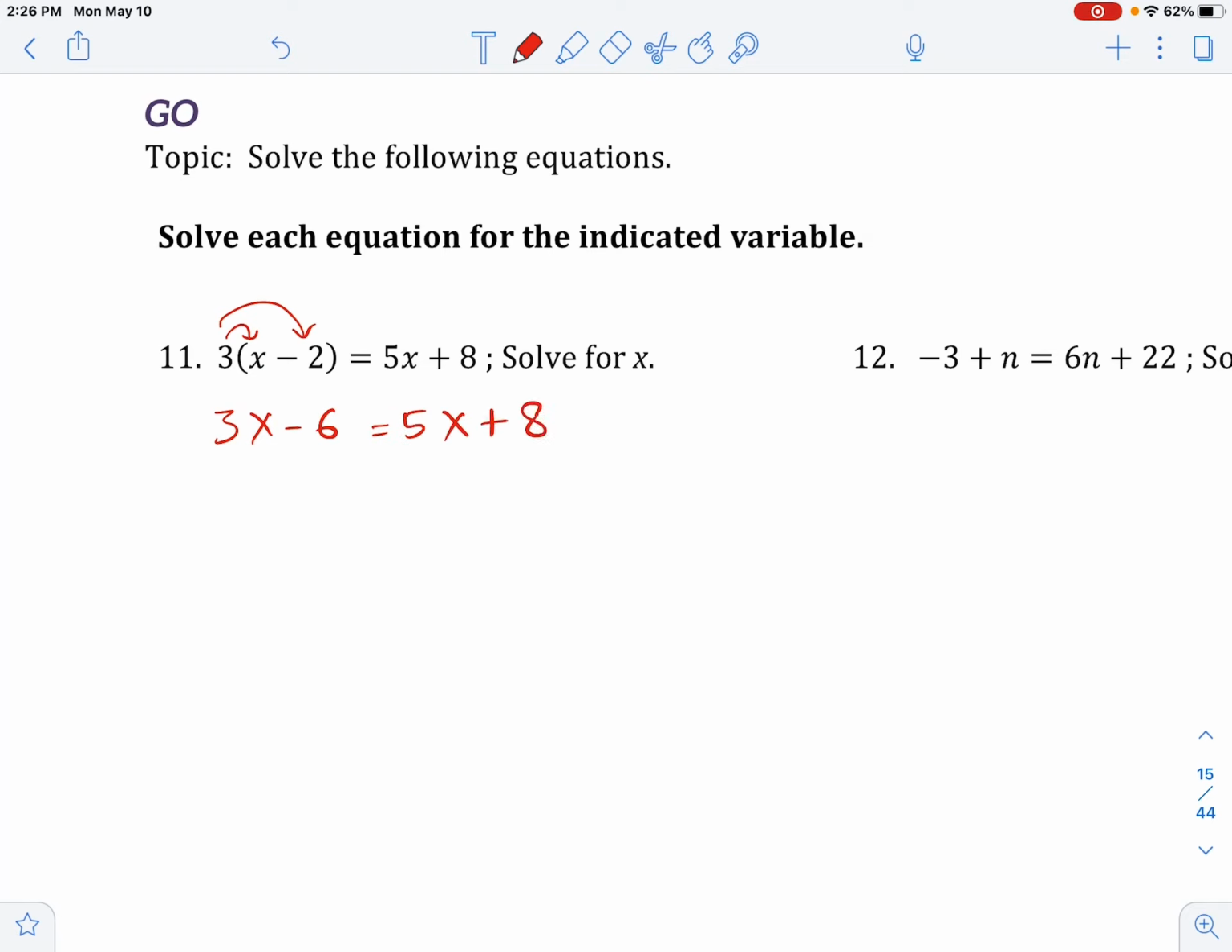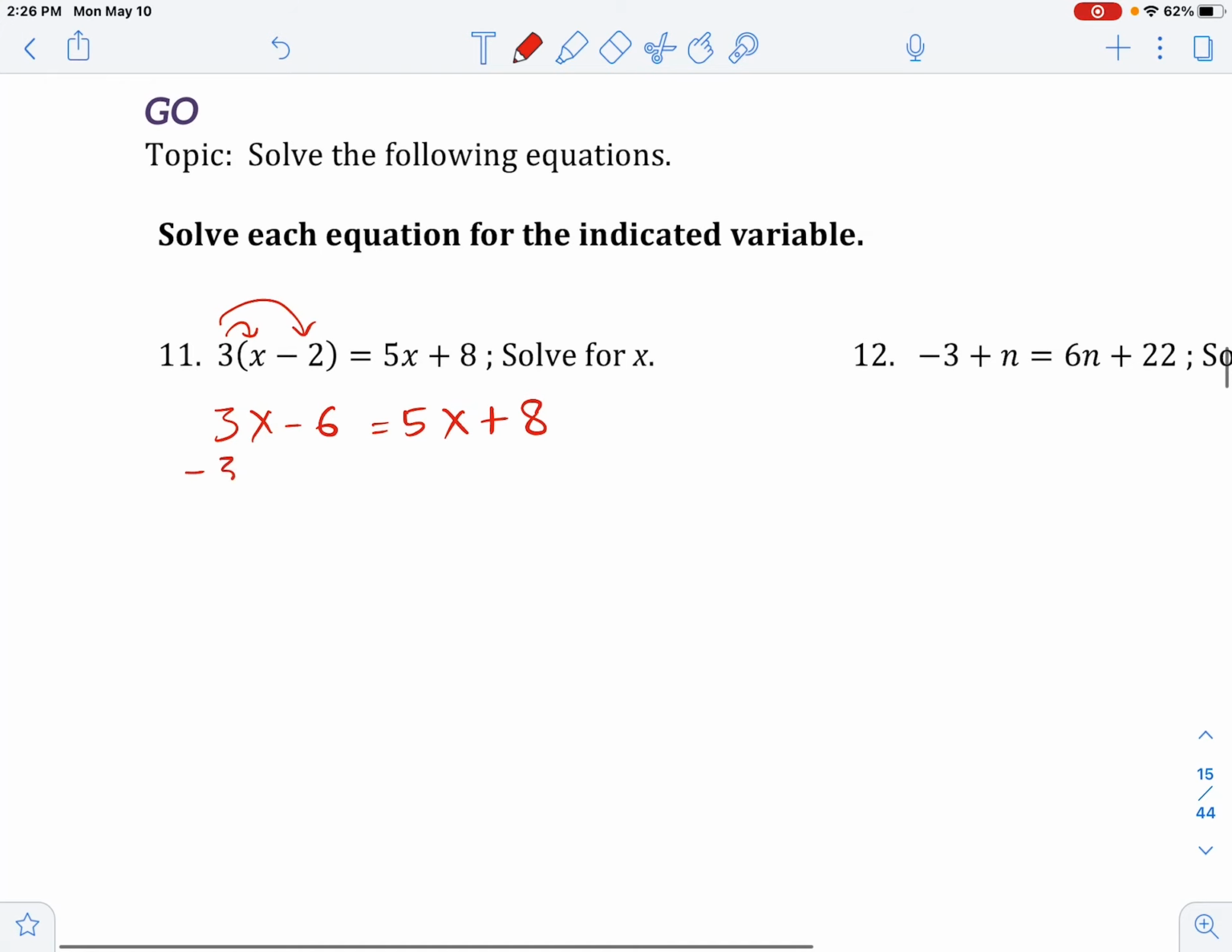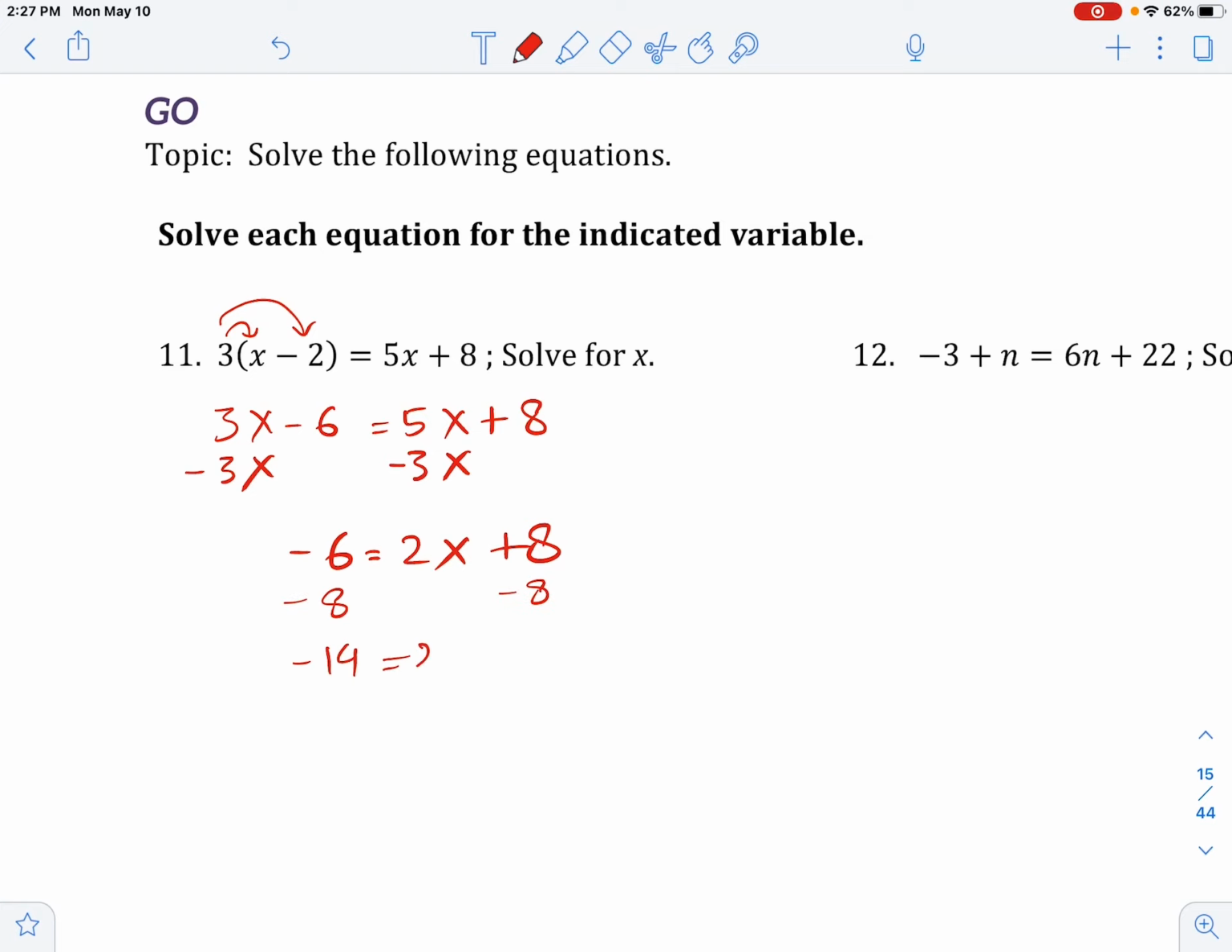What you need to do is subtract 3x from both sides. That's going to be 2x, negative 6 here, and plus 8. So you have to subtract 8 from both sides, and that is going to be negative 14 equal to 2x, and you divide both sides by 2, x is negative 7. So that's your answer. That's the one equation here.